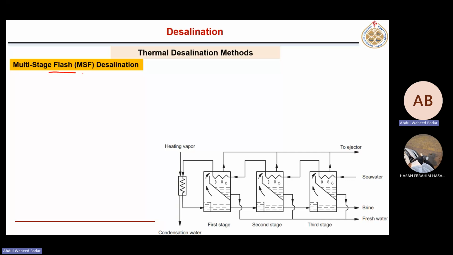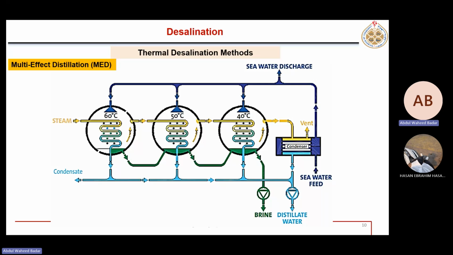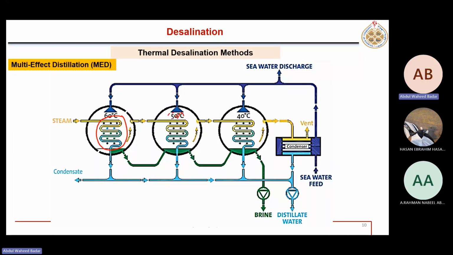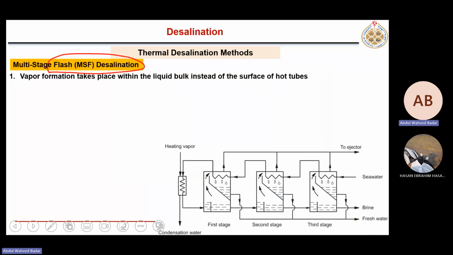Now the second method of thermal desalination is this one, multi-stage flash desalination, right? It is very similar to the previous one, but the main difference is that the heat transfer surface was actually a coil over which this seawater is sprayed. So the heat transfer is taking place between this seawater and the outer surface of this coil, which is heated.